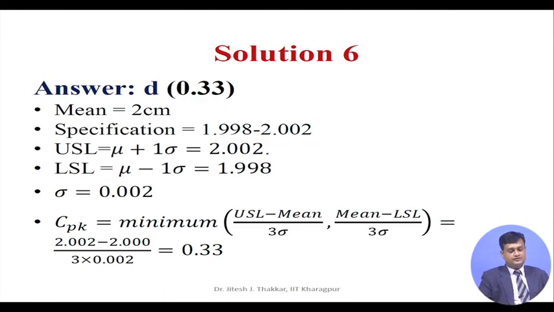Answer is D, 0.33. Mean is 2 cm, specification 1.998 to 2.002. USL is equal to mu plus 1 sigma, which is equal to 2.002 as found. LSL is equal to mu minus 1 sigma, equal to 1.998 as found. If you solve these two equations, USL and LSL, you will get the value of sigma, which is equal to 0.002. Put this value in the CPK expression and take the minimum, which is 0.33. So answer D is correct.